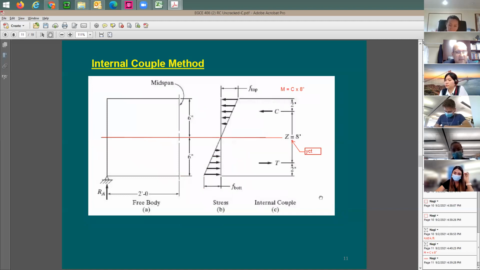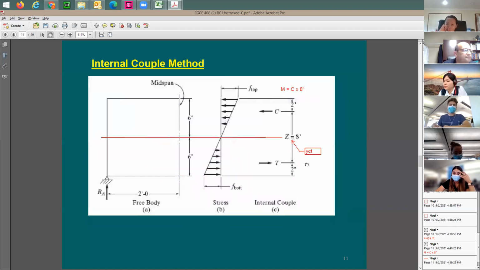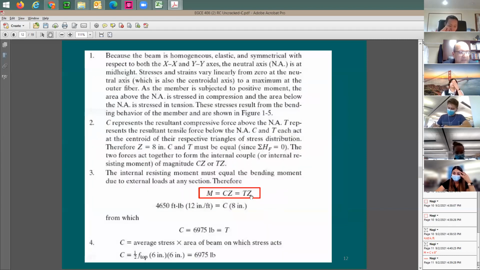But this is not about cracking here. This is about the applied loads. We didn't mention anything about cracking. In determining this moment, this is going to be the applied moment on the beam. You may also call it load demand or moment demand. Okay, here's the equation for the moment. Moment is going to be equal to C times Z or T times Z, because T and C are the same. Here's the moment value, 4.65.